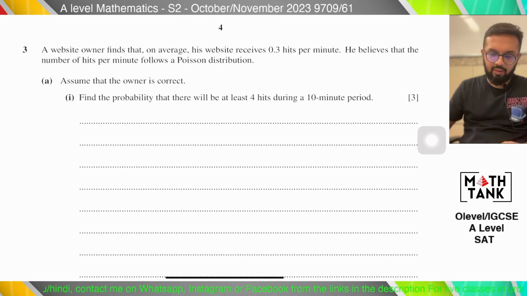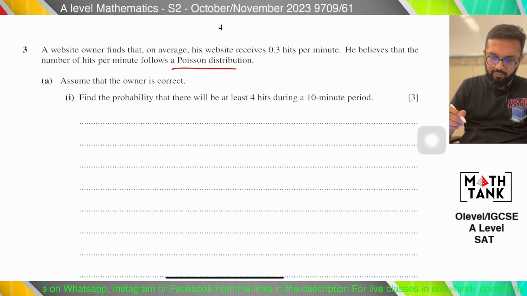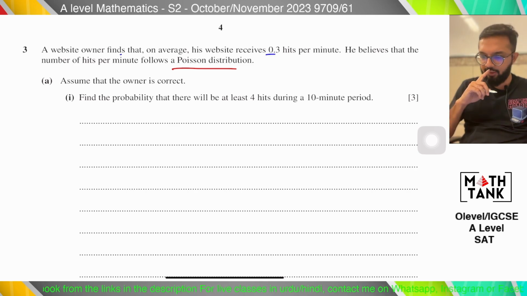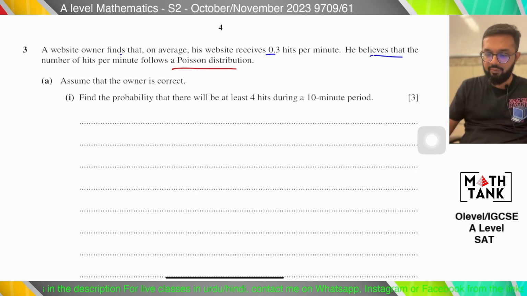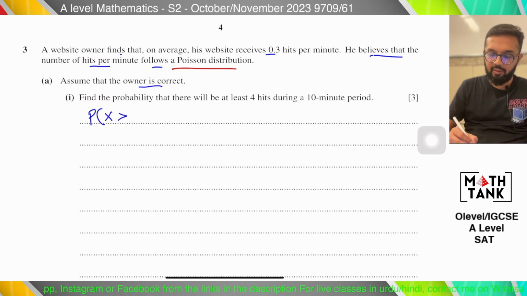Then the third question looks like it's about a Poisson distribution. It says a website owner finds that on average his website receives 0.3 hits per minute. He believes that the number of hits per minute follows a Poisson distribution. Assume that the owner is correct. Find the probability that there will be at least 4 hits, X is greater than or equal to 4, in a 10-minute period.